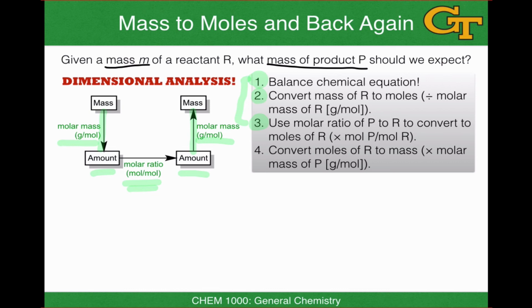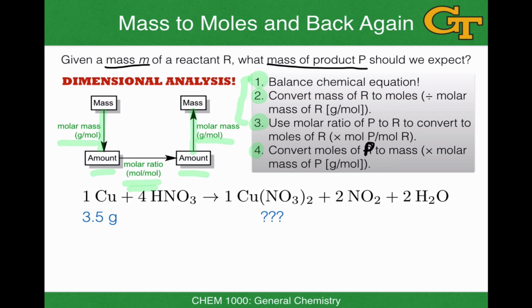And finally, we can convert the moles of P back to mass. This should actually say moles of P right here, to determine the mass of product that we should expect. And this is the final step, necessary if we want to make comparisons to experimental data in the form of an experimental mass. Let's see what this looks like for our hypothetical balanced chemical reaction here.